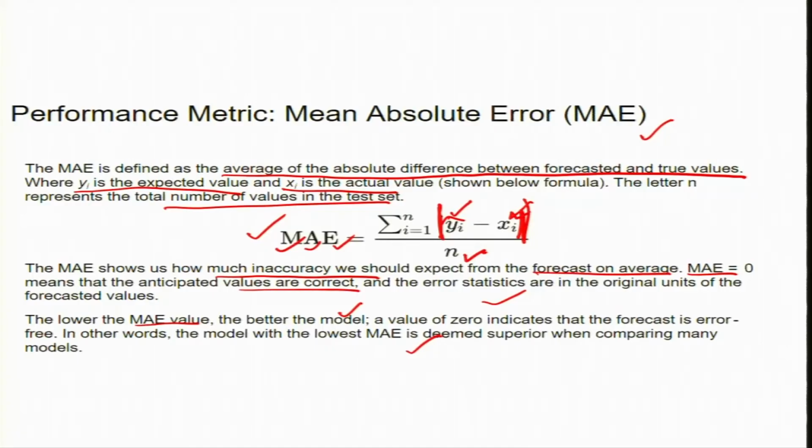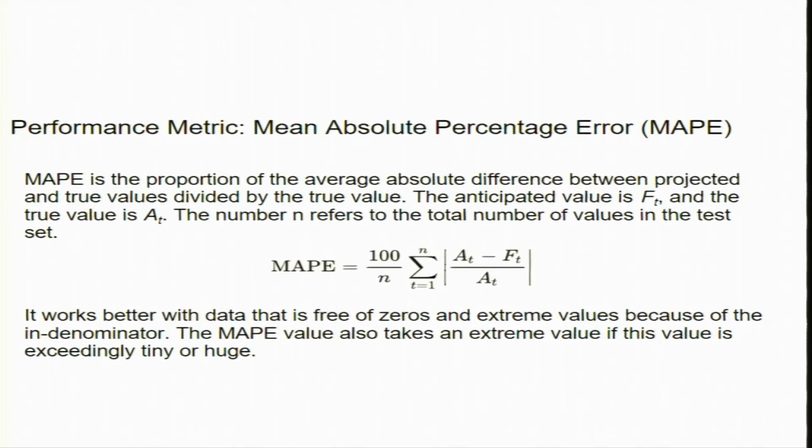So, this is also a very good performance metric to see the performance of that particular model which is trained, and how that is all working. Now, the next performance metric is called mean absolute percentage error, MAPE. Here MAPE is the proportion of the average absolute difference between the projected and the true value, divided by the true values. So, here you can see that there is a difference and its percentage is taken, called mean absolute percentage error.